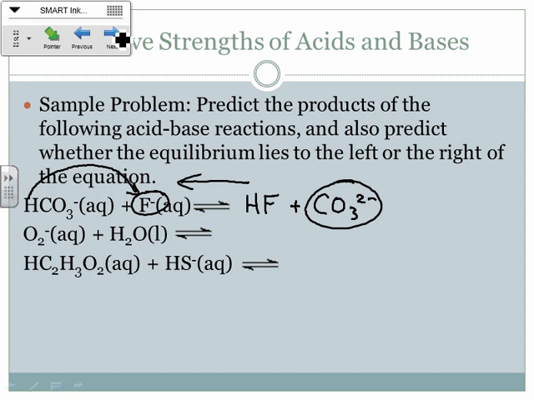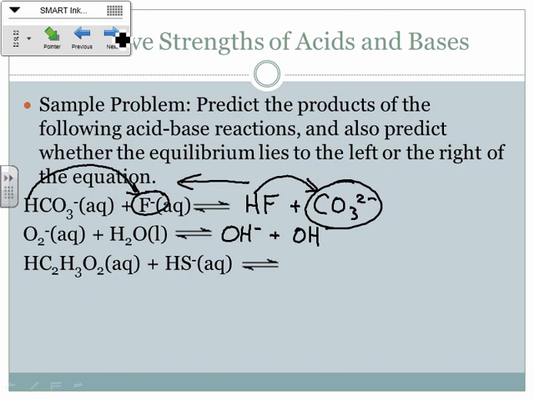There's going to be more of the reactants than there are of the products, because this is going to have more of a tendency to happen since the CO3 2 minus is a stronger base. The next one here, the O2 minus and the H2O, is going to make OH minus and OH minus. We already talked about that one.